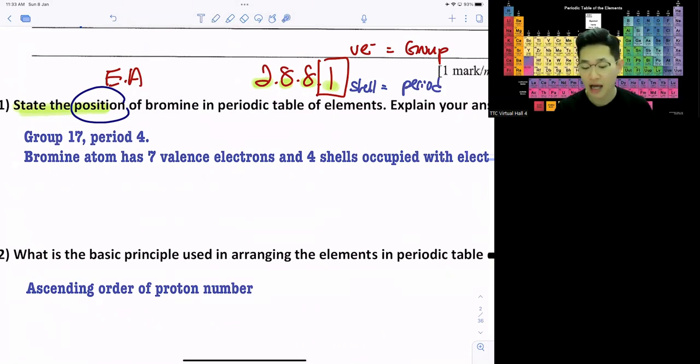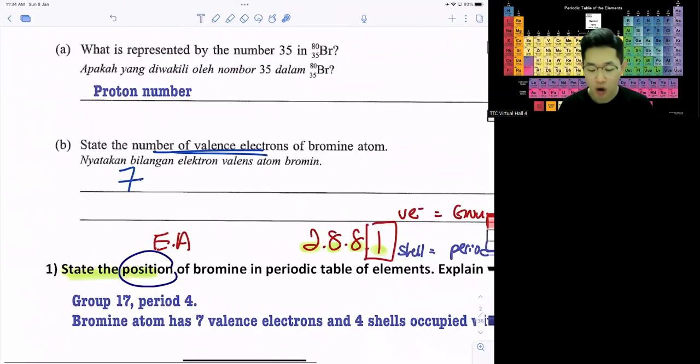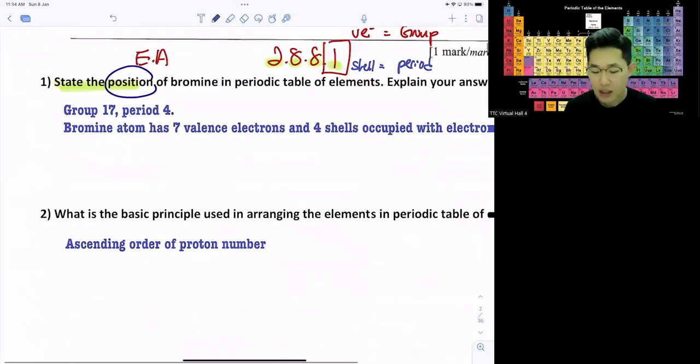So what if they ask me bromine in the periodic table? I do know the electron arrangement now. So as I said, don't worry. The exam paper will give you a full periodic table. You just go to the periodic table and refer. Okay, then you will know that it is in group 17, period 4.